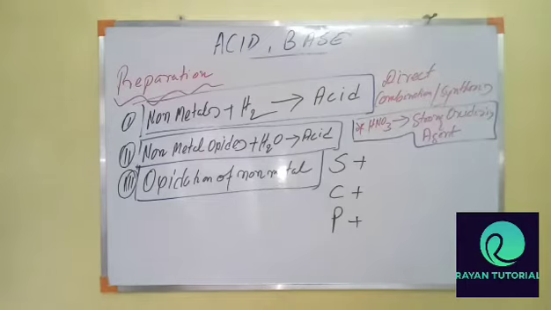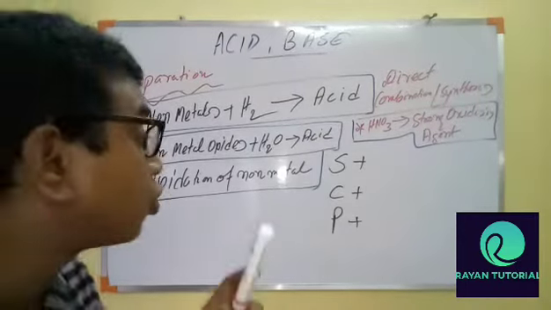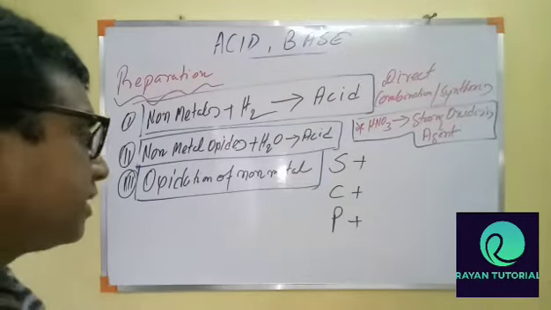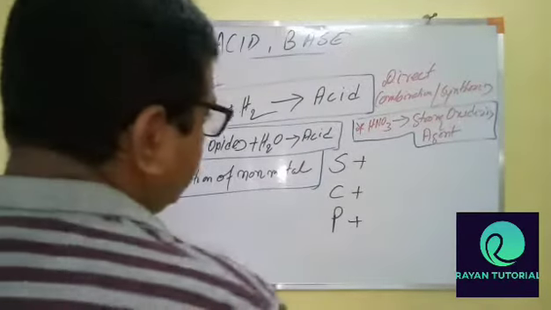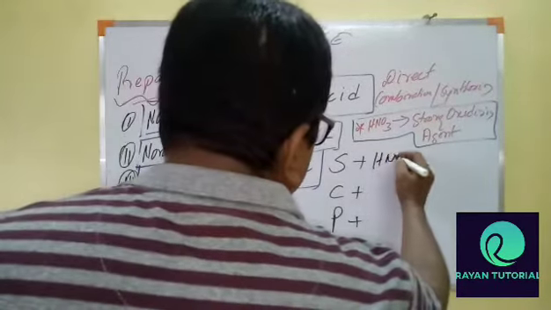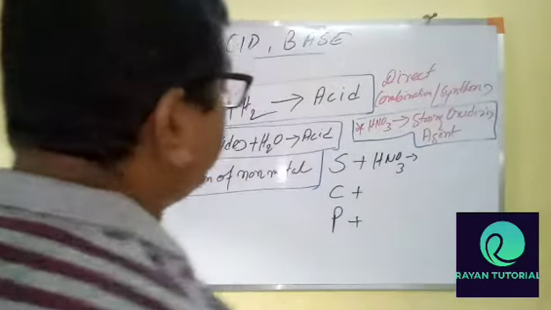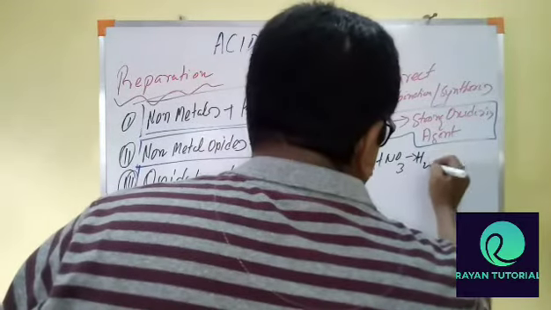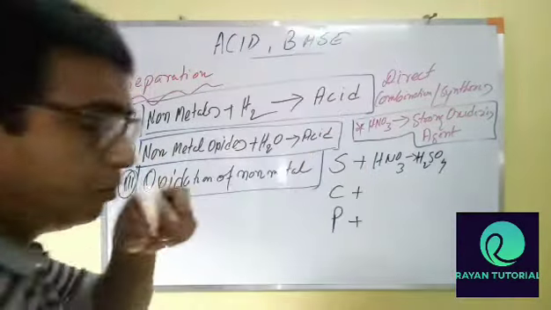Okay, so always remember HNO3 is a strong oxidizing agent. Now, oxidation of a non-metal, that is sulfur. Just oxidize it with HNO3. What will we get? We will get an acid. Which acid should we get? Here we will get H2SO4.